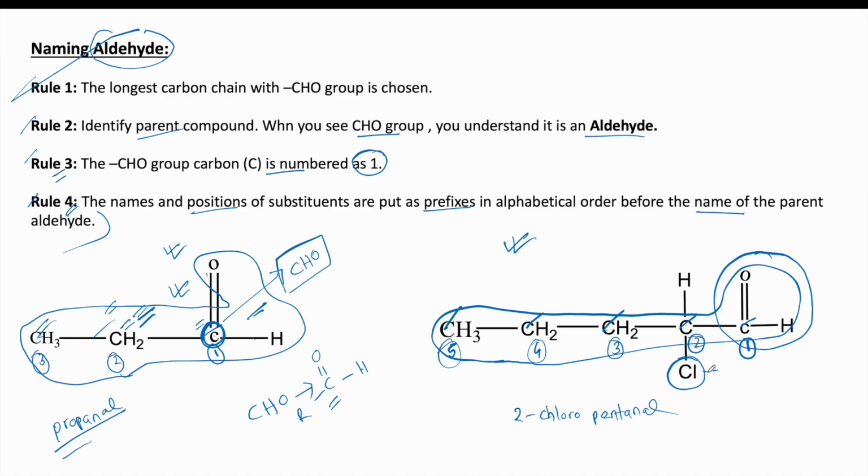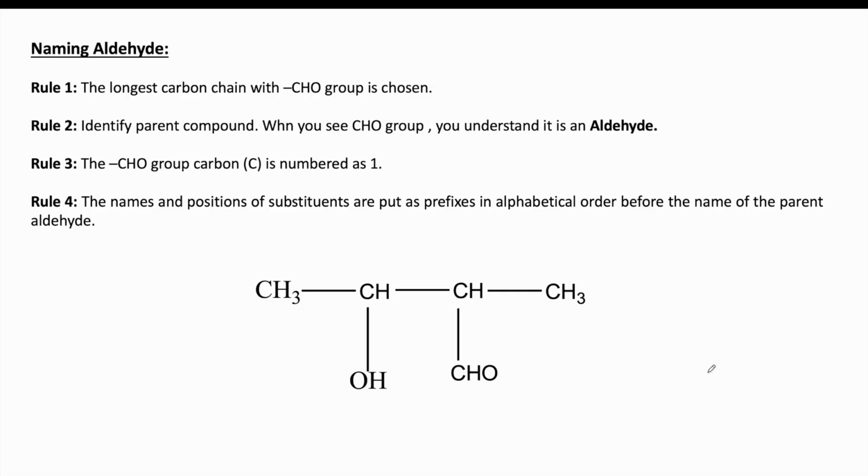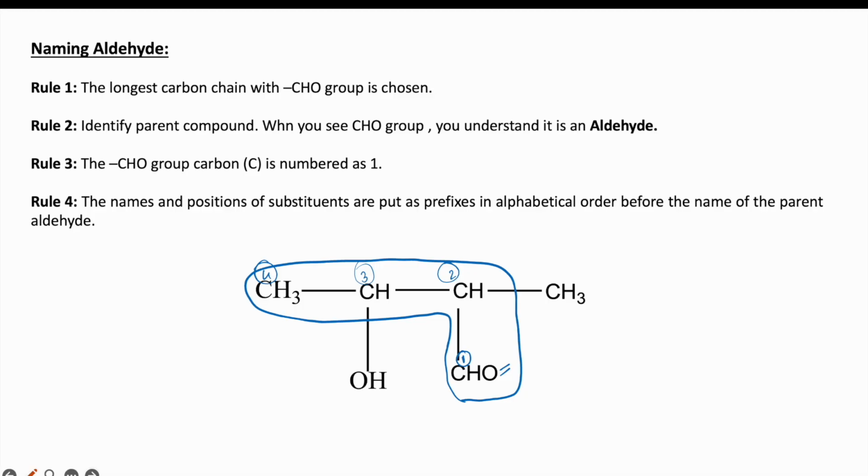Let's move to our last example. According to rule 1, we will identify the longest carbon chain with CHO group. And over here, this is the longest carbon chain with CHO group. All right. Identify the parent compound, as we have CHO group here. Definitely this is an aldehyde. The CHO group carbon will be numbered as 1. So this carbon will be numbered as 1. This will be numbered as 2. This will be numbered as 3. And this will be numbered as 4.